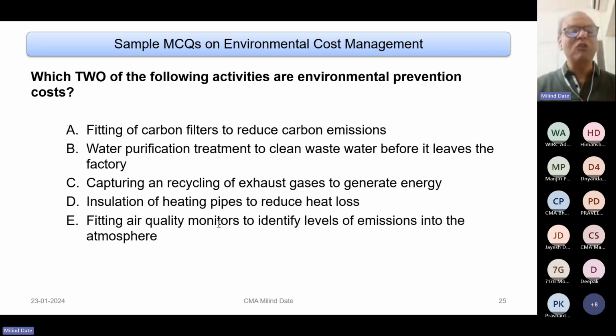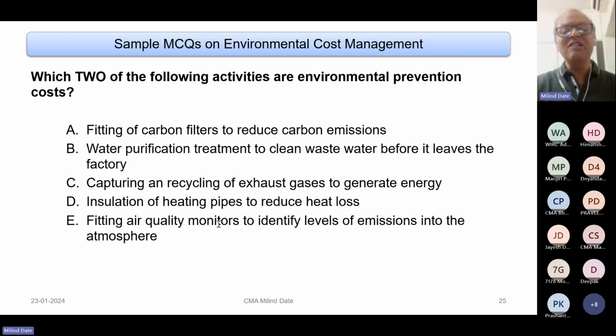Fitting air quality monitors to identify, the purpose is only to identify levels of emissions. So emissions are going to happen, but you want to identify and determine how much. So these are like detection costs. So only A and D are prevention.